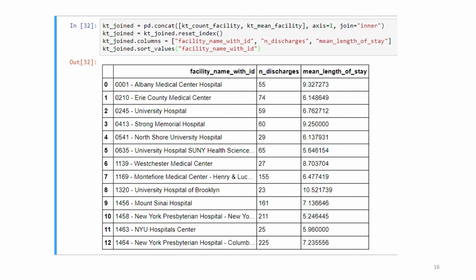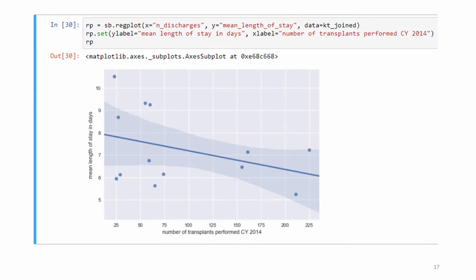So one of the hypotheses we talk about in terms of volume in surgery is that the greater the volume, the better the quality of care. And so here I did a very simple analysis. I took the volume of the transplants performed and the mean length of stay and regressed a line against it. And this gives some evidence, maybe in this case, that it's true.